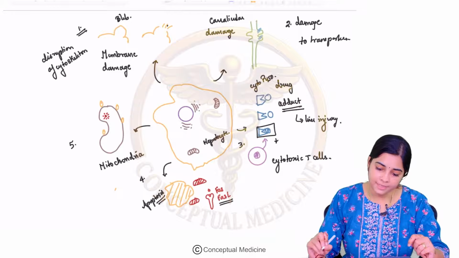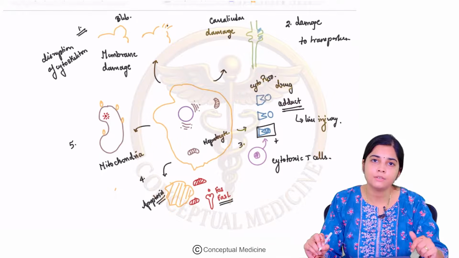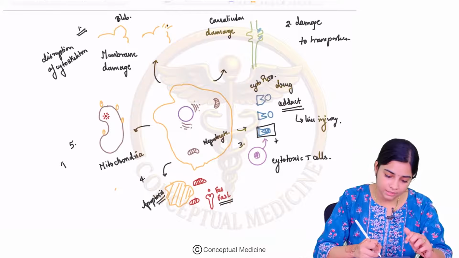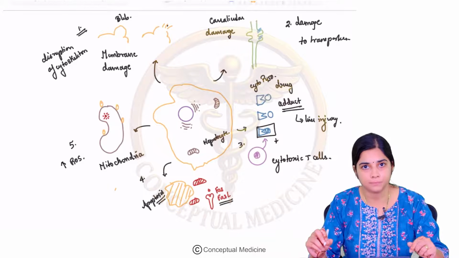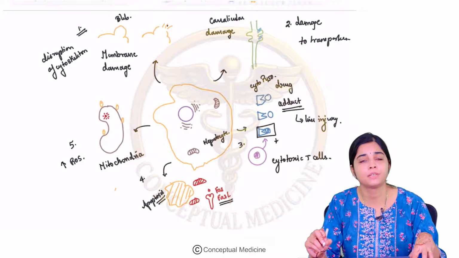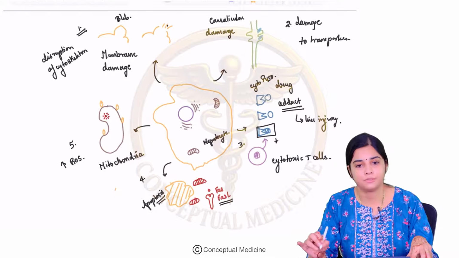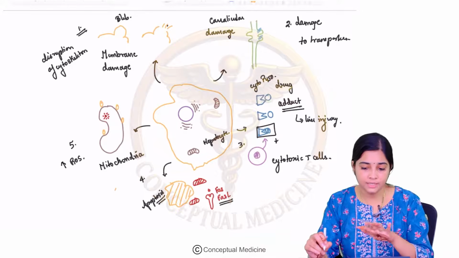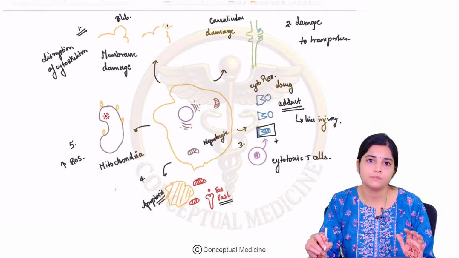Fifth, there can be damage to the mitochondria, and there can be increased production of reactive oxygen species, and oxidative damage to the liver. Okay? So these are the various mechanisms by which drugs can cause liver injury.